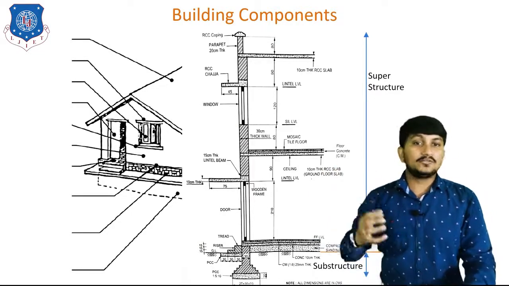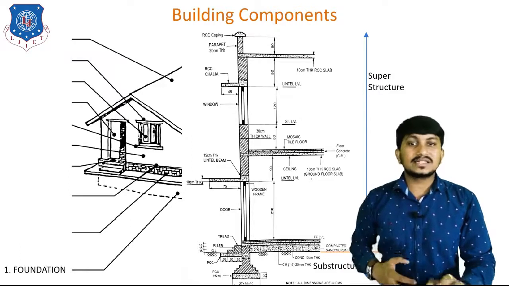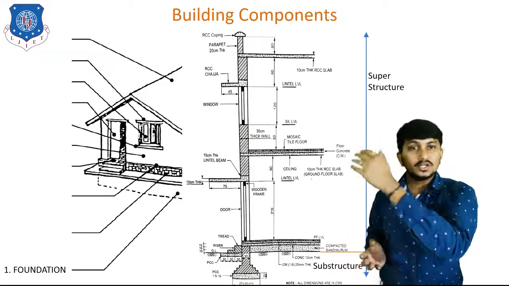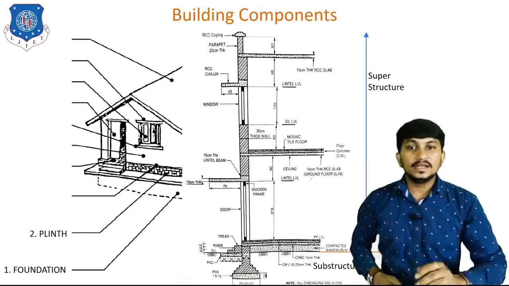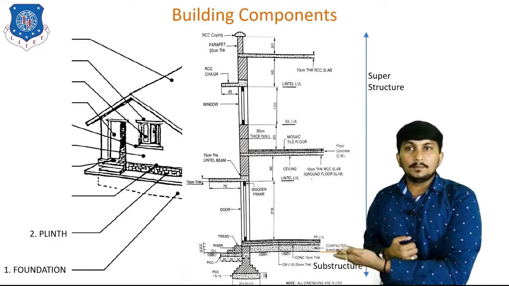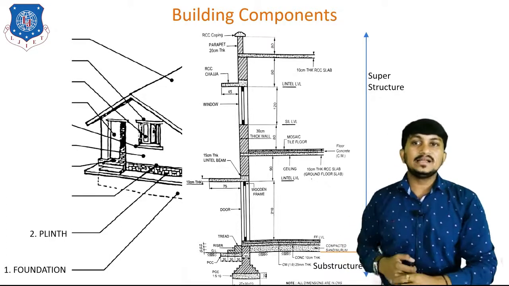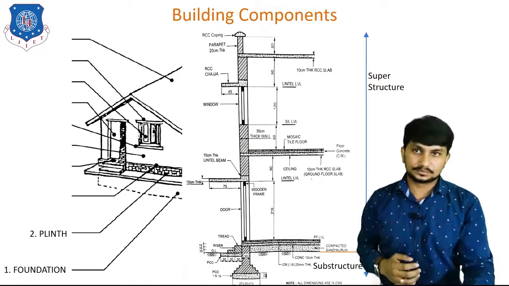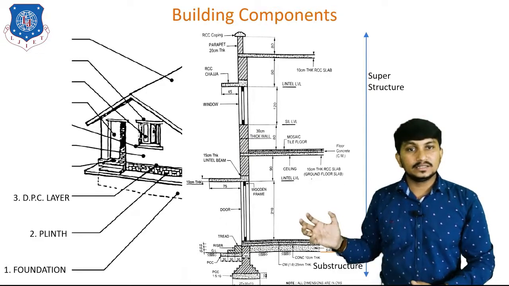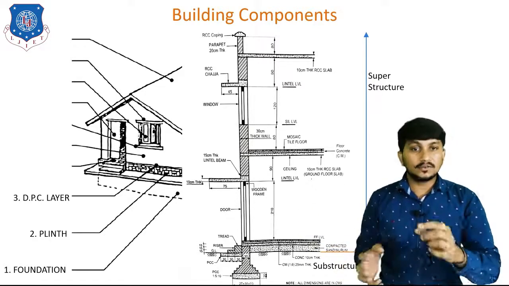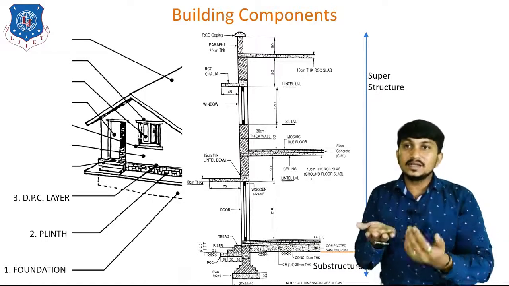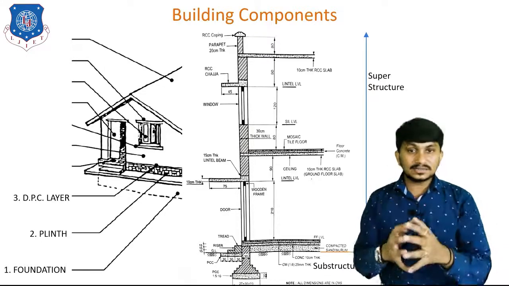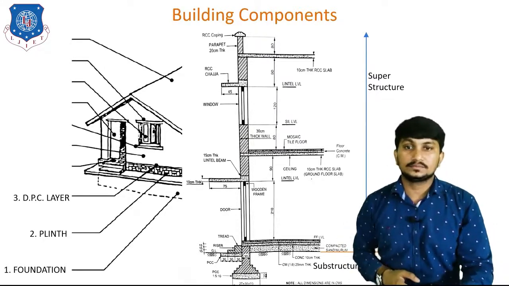Let's discuss each component and its function one by one. First is foundation. This is the foundation of the building, which is used to transfer the load of the superstructure to the soil. Second is plinth of the structure. It is above the ground level. The plinth beam is filled with sand or other materials, which is used to resist rainwater coming into the house. Third is DPC layer. The full form of DPC is damp proof course. This is a layer above the plinth, which is used to resist capillary action of groundwater to the wall. It reduces the moisture effect on the walls.